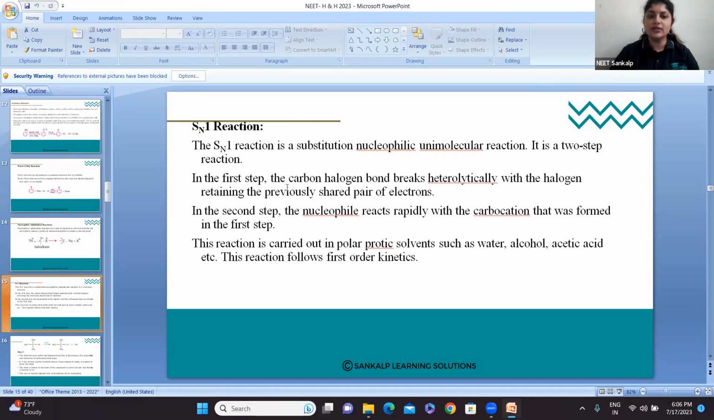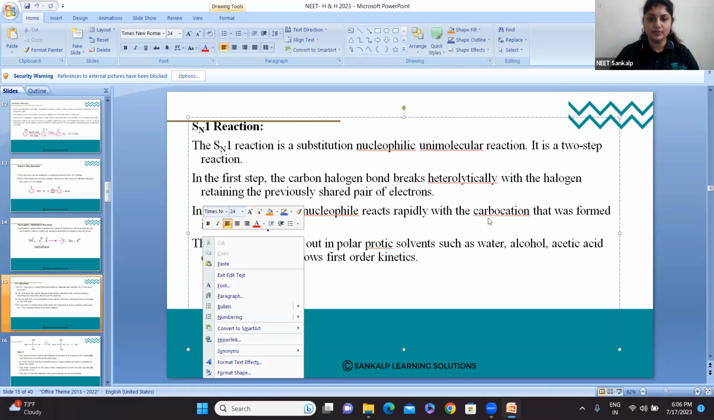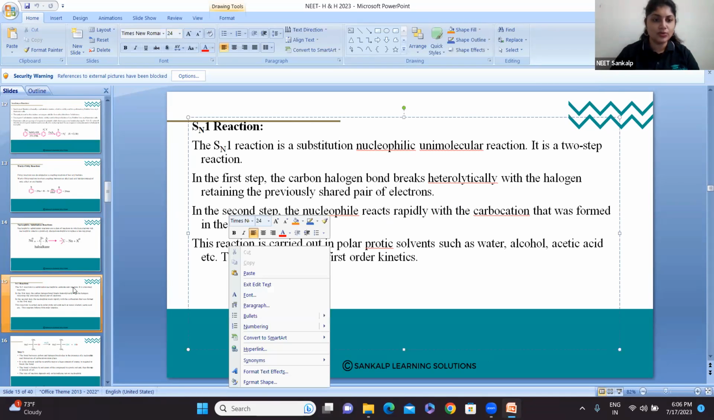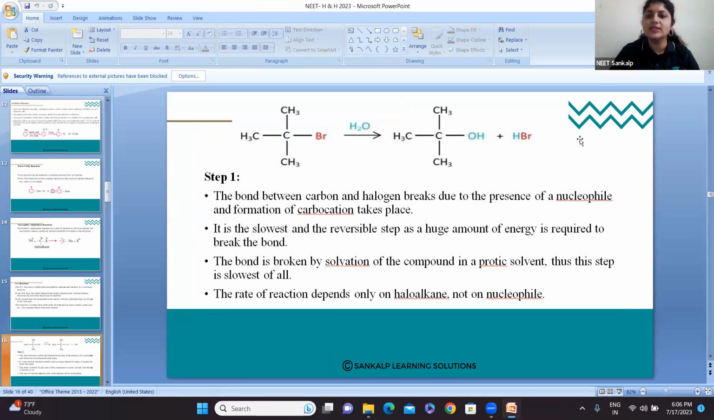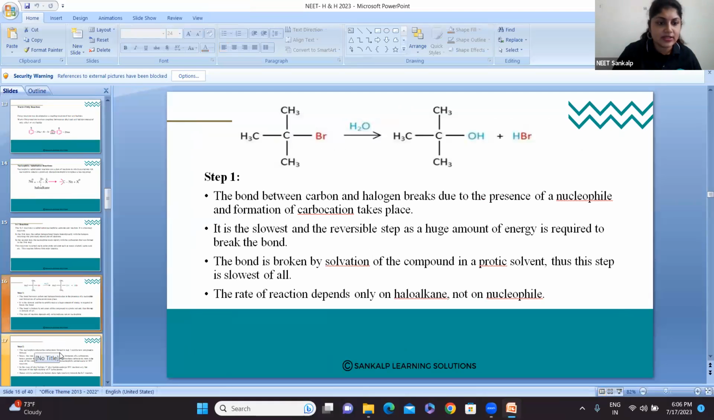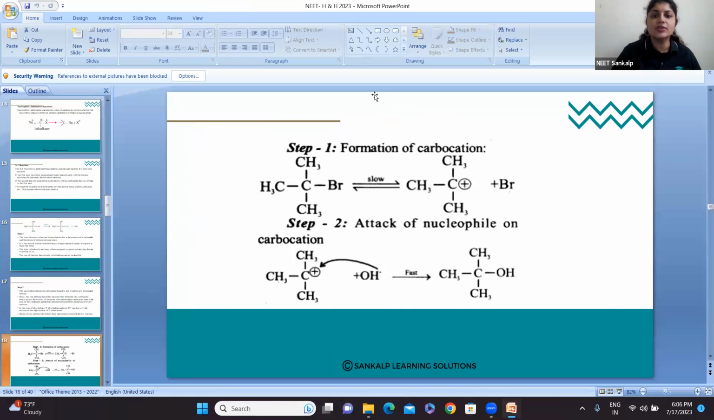In the first step, we can see a reaction from tertiary butyl bromide to tertiary butyl alcohol. So how does the mechanism go? This is a two-step reaction. The first step is a very slow step, and it is a reversible reaction.